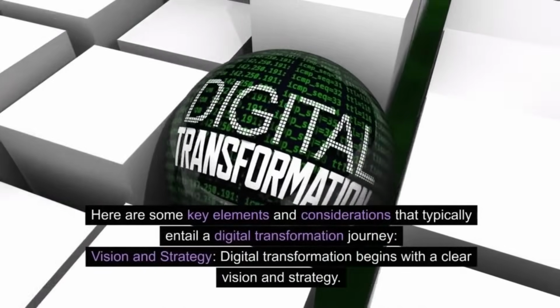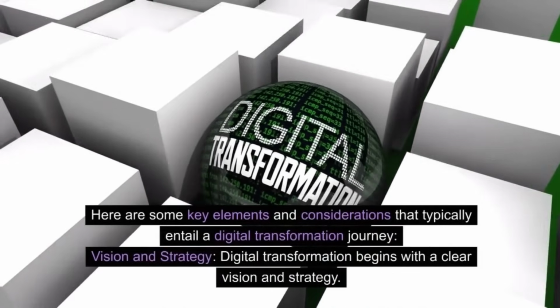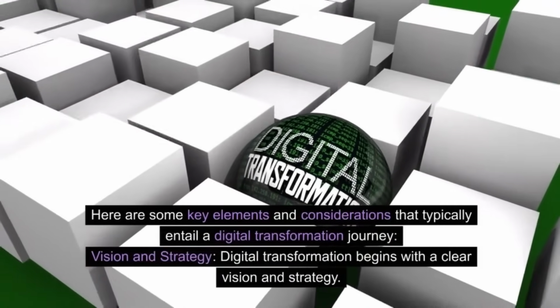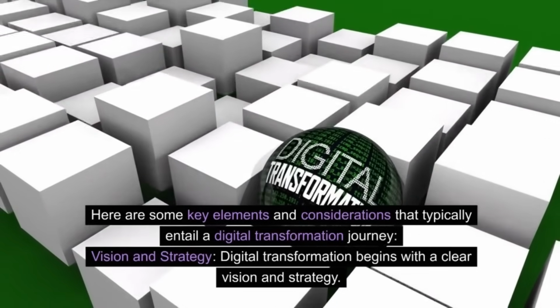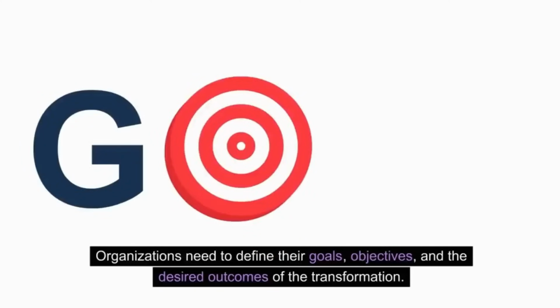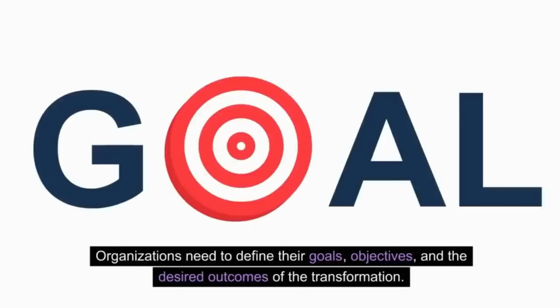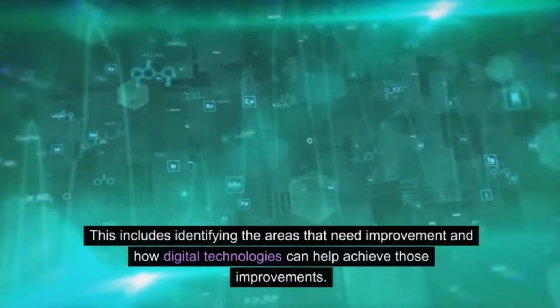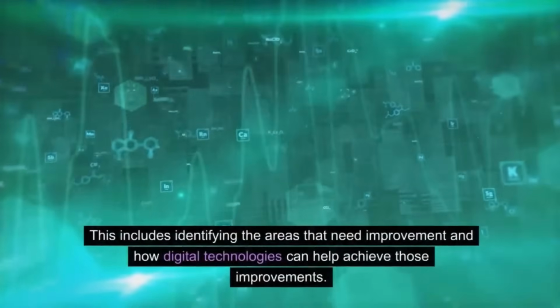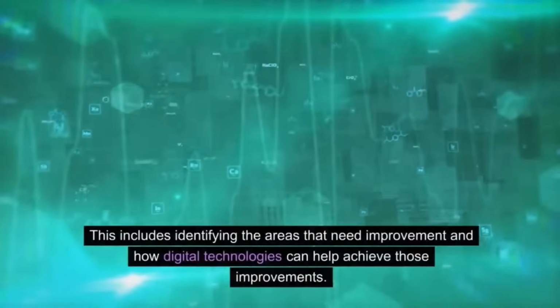Here are some key elements and considerations that typically entail a digital transformation journey. Vision and strategy. Digital transformation begins with a clear vision and strategy. Organizations need to define their goals, objectives, and the desired outcomes of the transformation. This includes identifying the areas that need improvement and how digital technologies can help achieve those improvements.